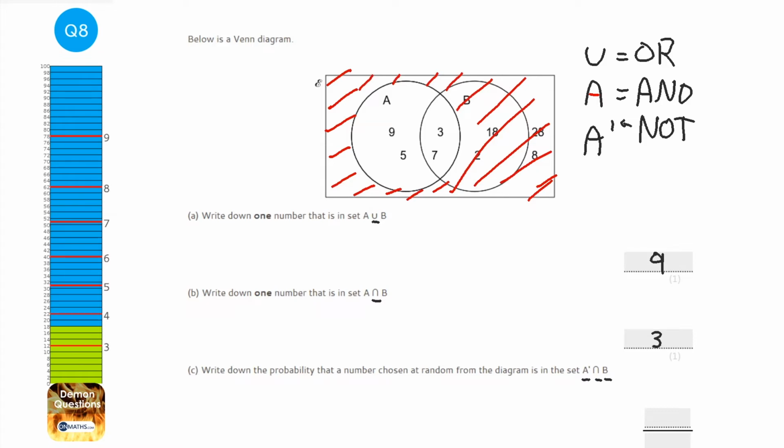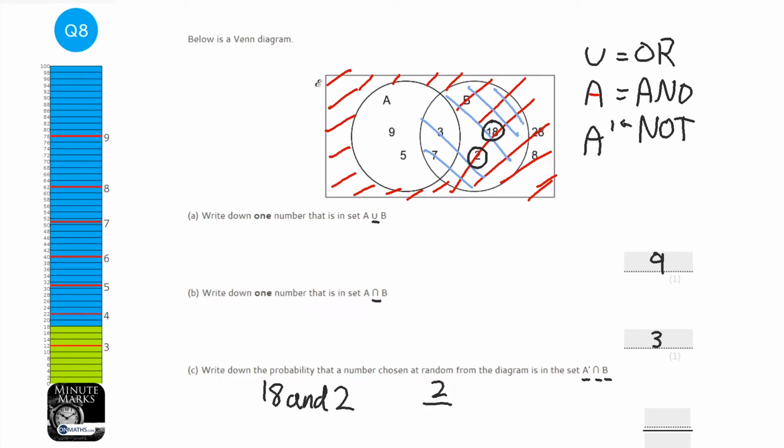And let's have a look at where B is. So B is anywhere here. So the numbers that overlap both of those are the 18 and the 2. So it's 18 and 2. So there are two numbers that fit that bill. So that will go at the top of our fraction.